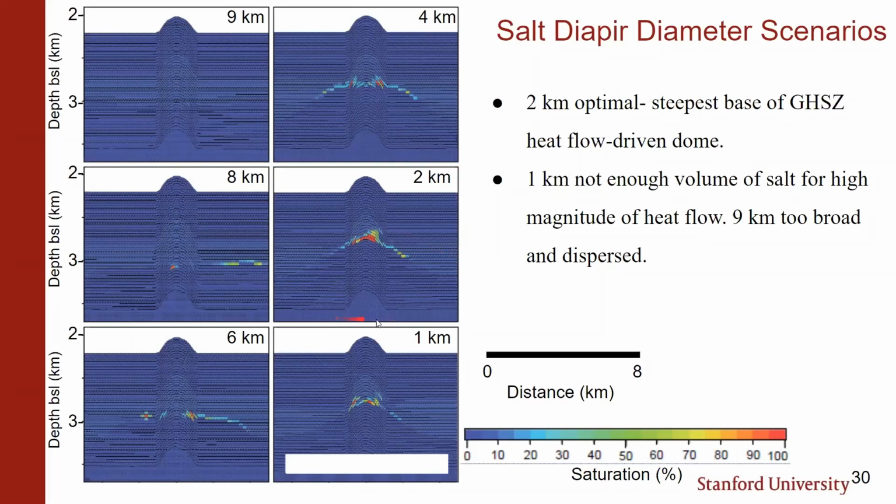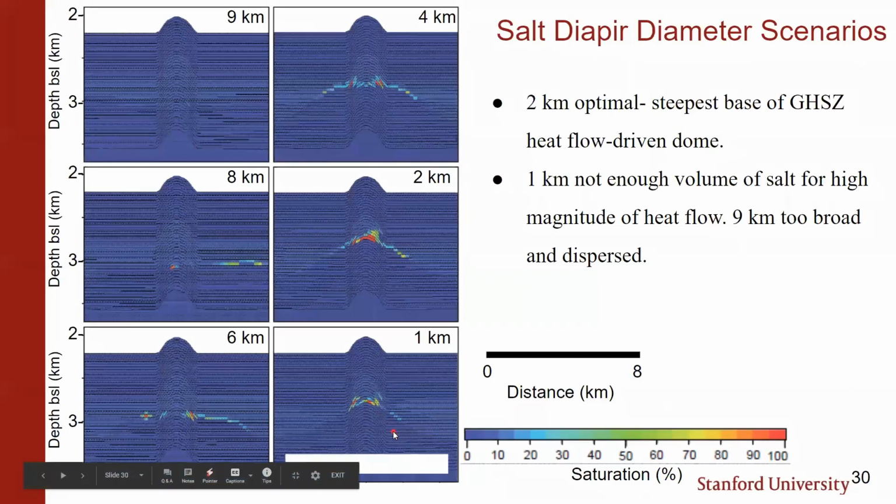You can't see the salt here, but you can see that it has a really great influence, where you have extremely high saturations at the center of the domed base of the stability zone. As for why other diameters are not as optimal, the 9-kilometer diameter is too broad and doesn't create this focused heat. And with the 1-kilometer diameter, you just have less salt volume, so it has less potential to channel the heat.